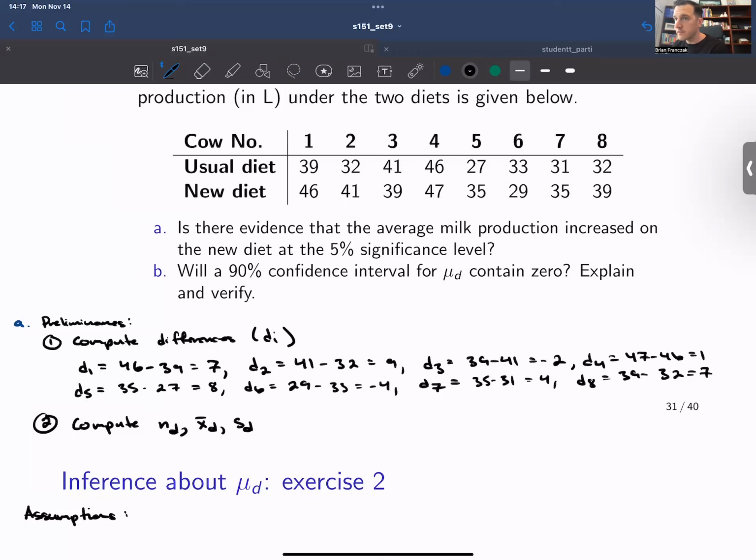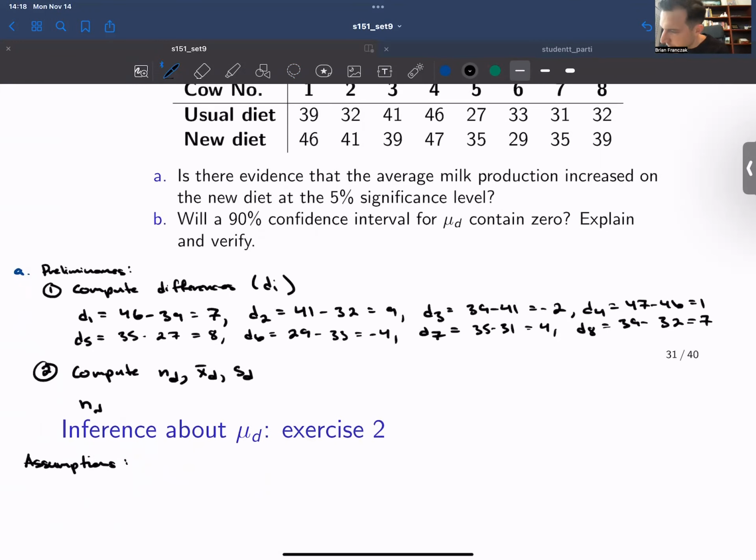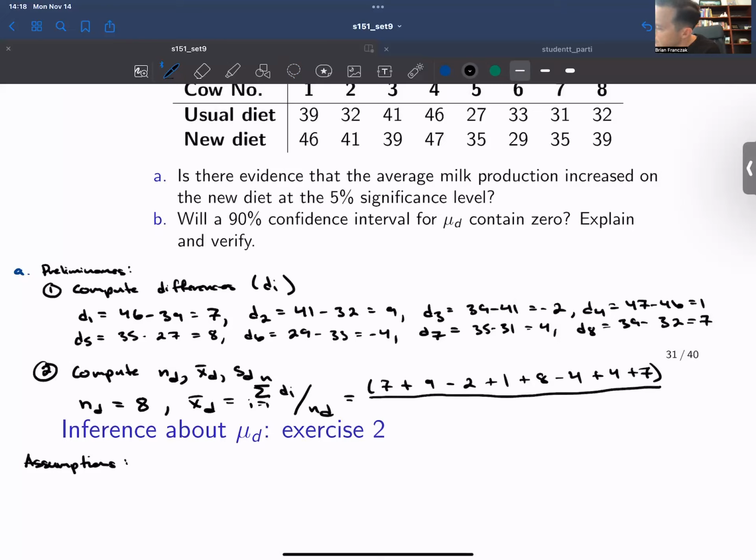So the mean of the differences is the mean of those 8 values. So we just add them together and divide by the total. The standard deviation of the differences can be constructed using either the defining formula or the computing formula for standard deviation. Okay, so nd, there's really no computation here. This is just the number of differences. So that's simply 8. x bar d is the sum from i equals 1 to n of each di divided by nd. So this is going to be 7 plus 9 minus 2 plus 1 plus 8 minus 4 plus 4 plus 7, and that'll be divided by 8, and that should give us 3.75.